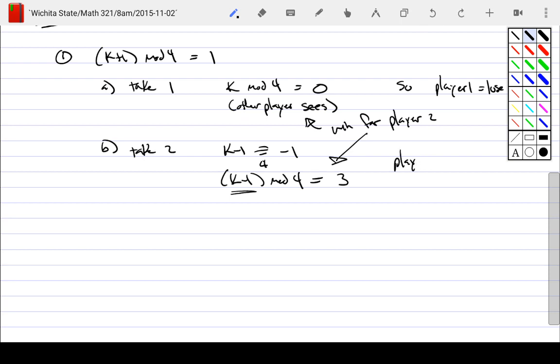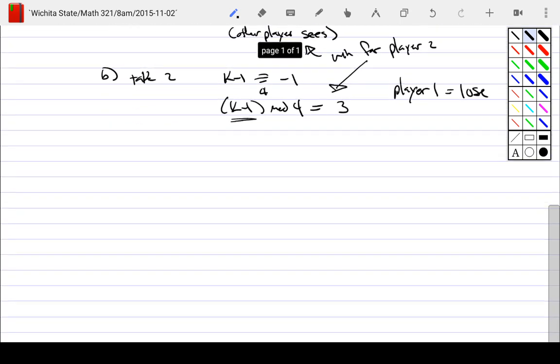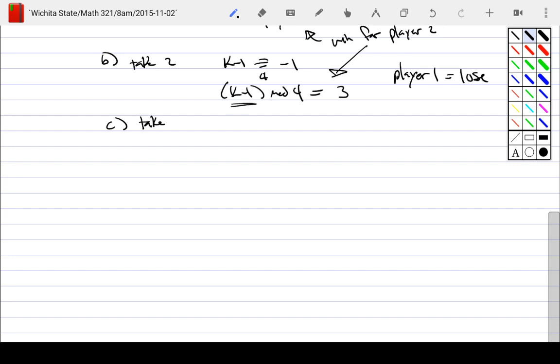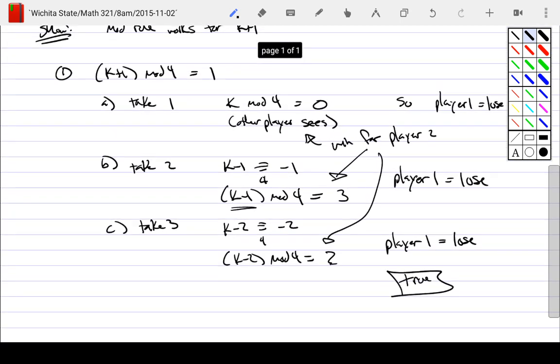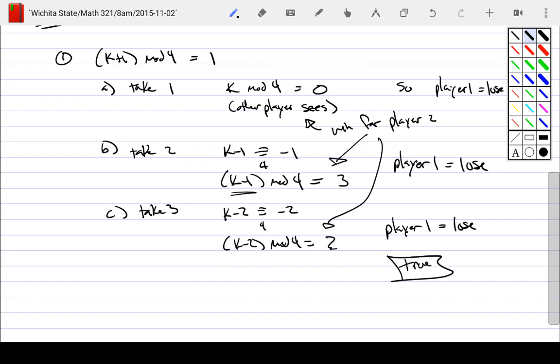Player 1 equals lose. All right. Well, player 1 could see. How about we take 3? But now I'm down to k minus 2, and that's going to be congruent under mod 4 to negative 2. But what does that mean? That means k minus 2 mod 4 is actually what? 2. Well, that's a win for player 2 again. So player 1 equals lose. All right, so true, right? The rule still works. If player 1 sees a 1, he loses. It doesn't matter what you do.